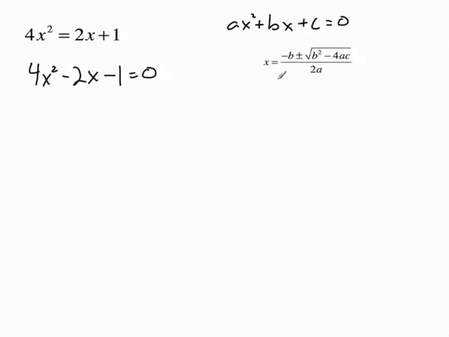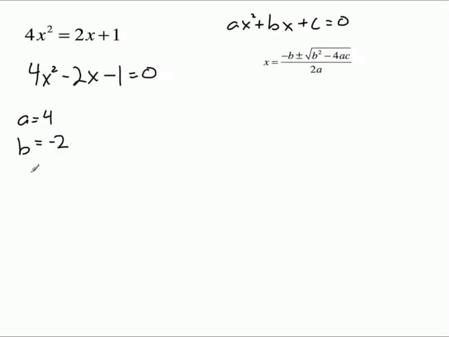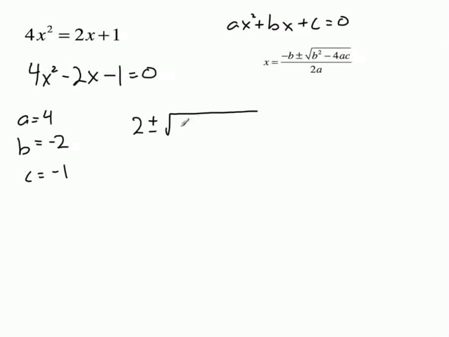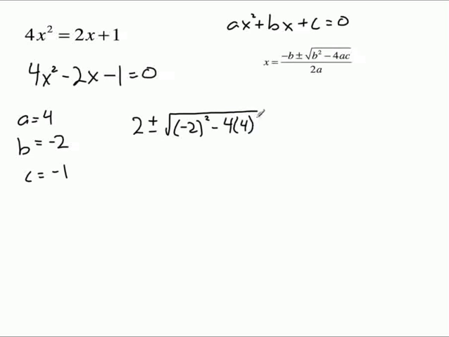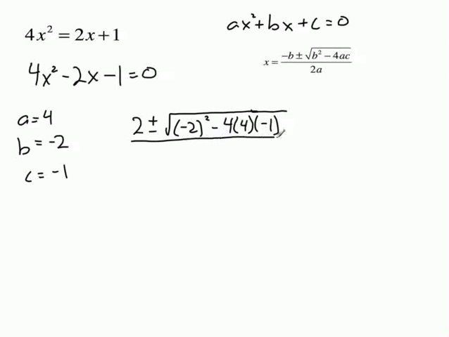Now, this is how you use the quadratic formula. First of all, let's do a equals 4, b equals negative 2, and c equals negative 1. So you get negative b plus or minus the square root of, now, negative 2 squared minus 4 times a times c, all over 2a.